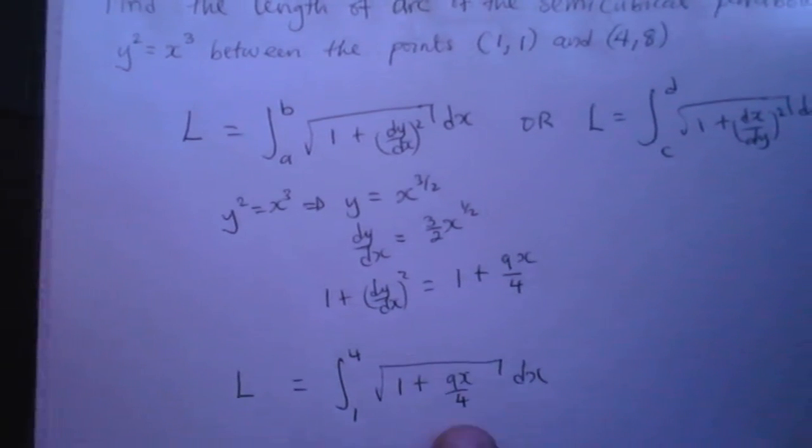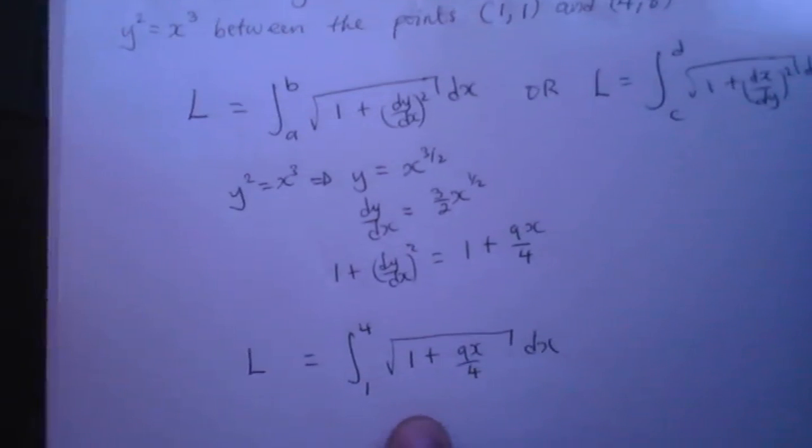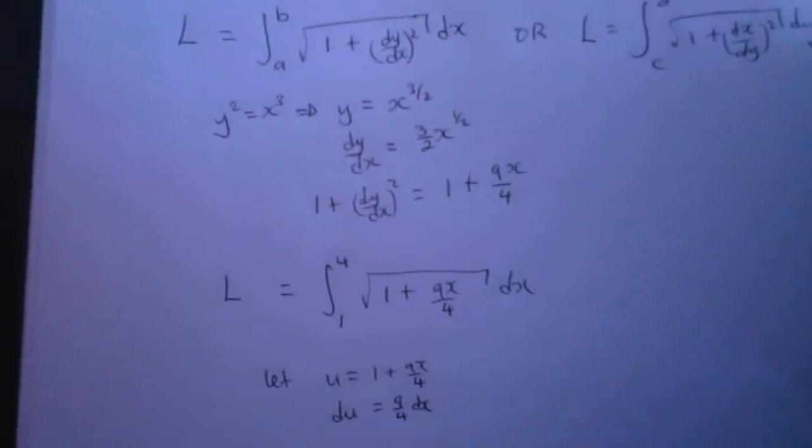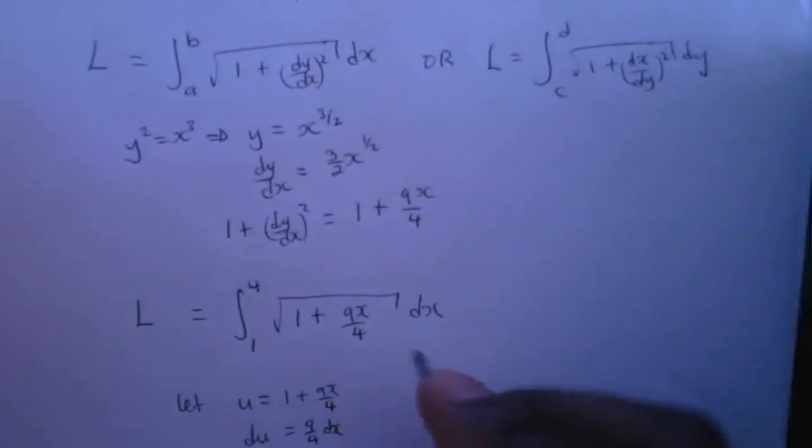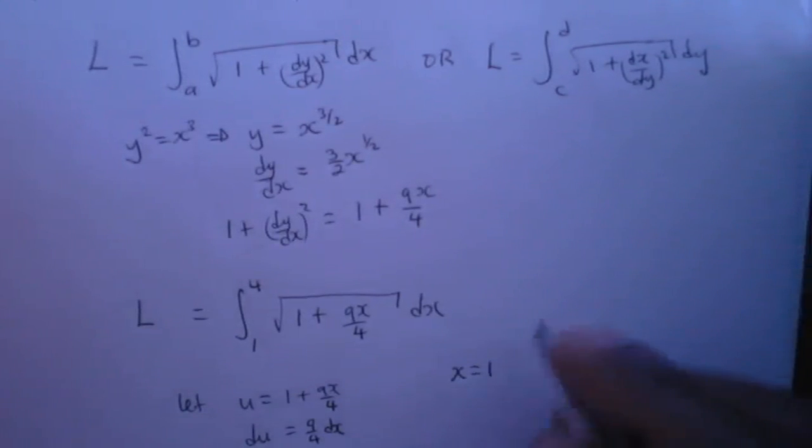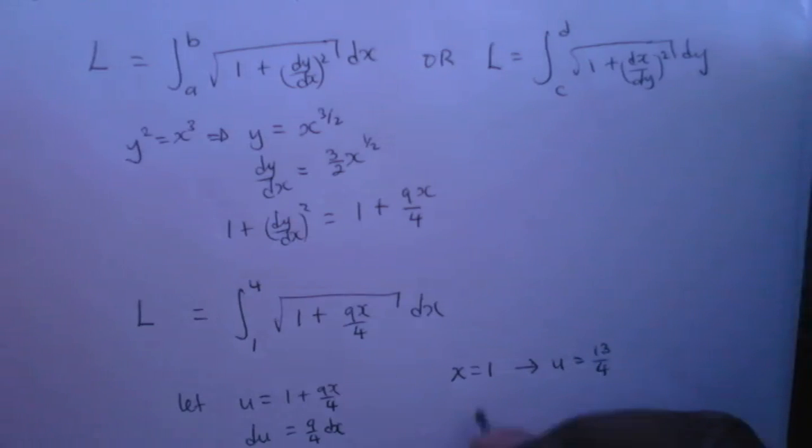And notice that this is a very easy one. It's just a u substitution because it's a linear function there under the root. So if you let u be 1 plus 9x over 4, du would just be equal to 9 over 4 dx. Alright. And remember, you need to be able to do your change of bounds. So if x is 1, u simply becomes 13 over 4. And if x is 4, u becomes 10.